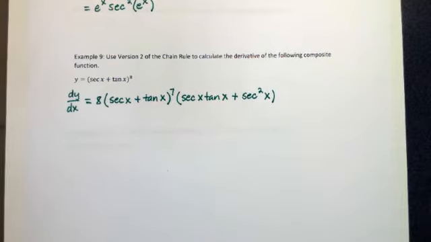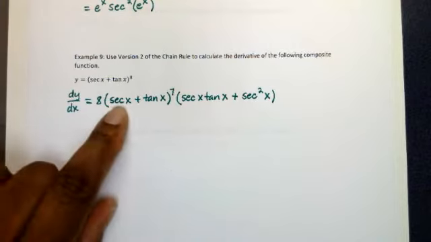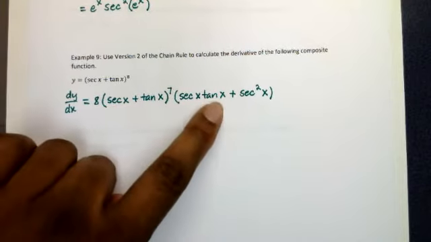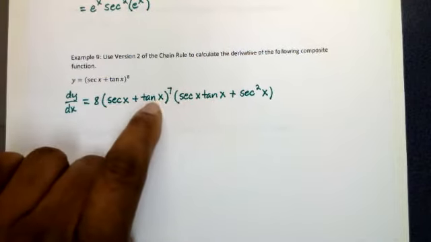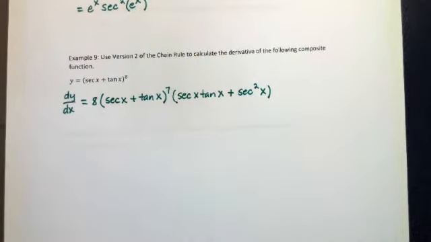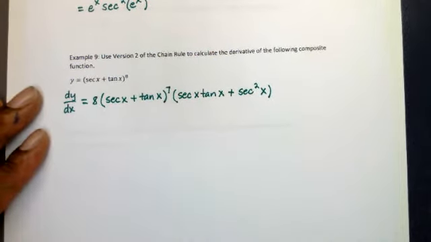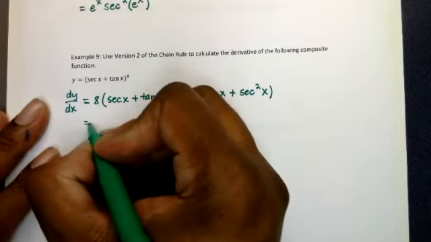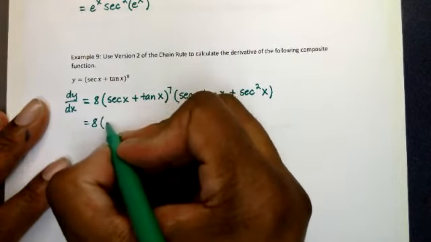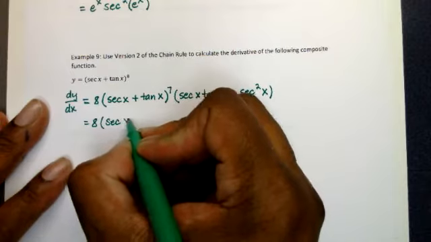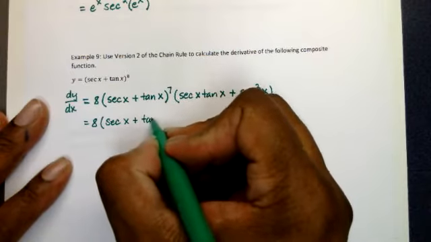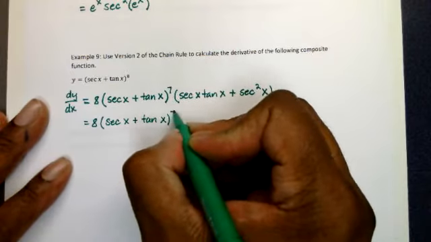So you're probably going to need to refer back to section 3.5 to find those derivatives of your 6 trigonometric functions here. The derivative of secant x is secant x tangent of x. The derivative of tangent of x will be secant squared of x. Now let's simplify this a bit. I'm going to bring down the 8 times the quantity secant of x plus tangent x raised to the 7th.